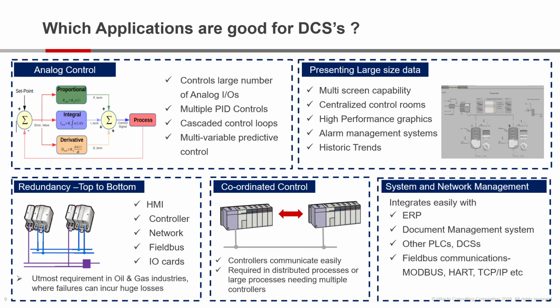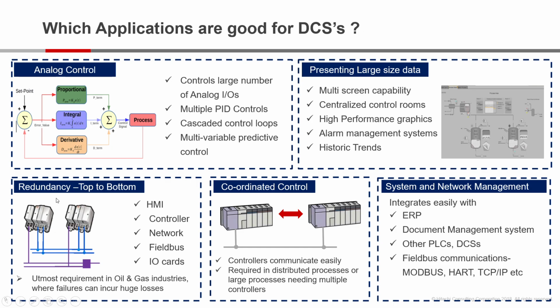Again, when you have cascaded control loops, as the logic gets bigger and bigger with these and the memory requirements get bigger, you switch to a DCS. So also the next thing is presenting large size data. It's more visual, and the visualization features of DCS are far more wide and user friendly. So whenever you need a multi-screen capability, centralized control rooms, high performance graphics, alarm management system, and you need to analyze historic trends, DCS is the way to go.